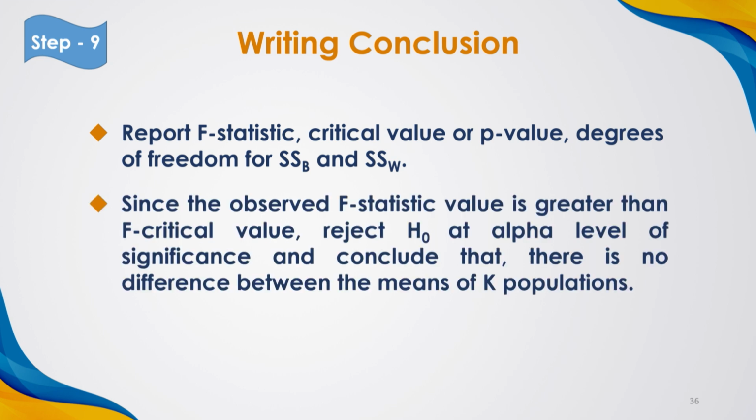So how do you conclude? Since the observed F statistic value is greater than the F critical value, reject H naught at the alpha level of significance and conclude that there is a difference between the means of the K populations. That conclusion comes from our alternative hypothesis, since we have rejected our null hypothesis H naught. If we are not rejecting our null hypothesis, we state that we do not reject H naught and we conclude that there is no difference between the means of the K populations.